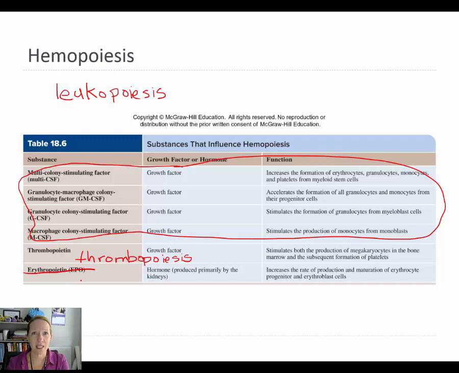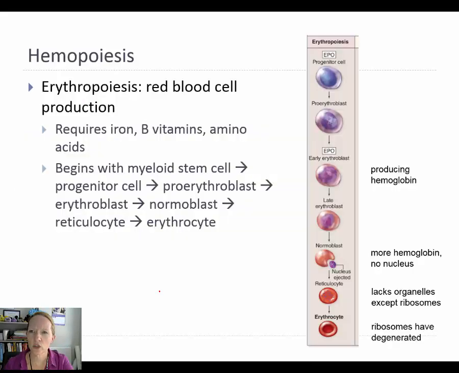This erythropoietin, this EPO, because we went through it in chapter 17. It's a hormone produced by the kidneys. And this is what's going to stimulate erythropoiesis, or the production of red blood cells, erythrocytes. So let me see if I can write that down as well, erythropoiesis. Very good. All right, let's take a look at erythropoiesis a little bit more.